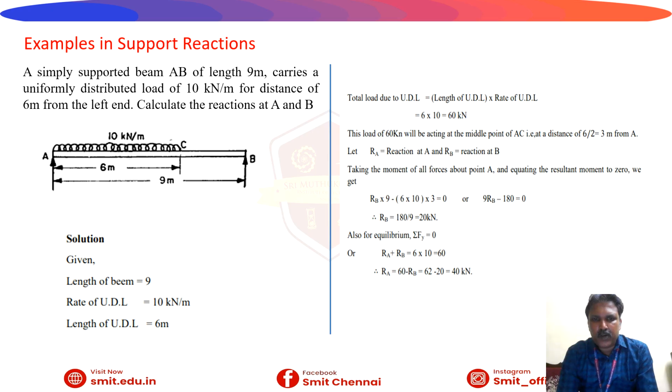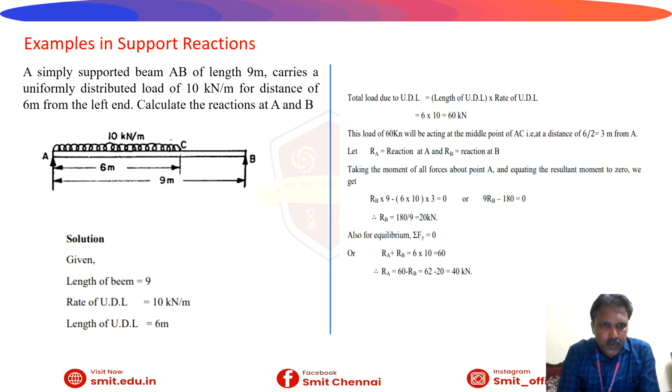This type of problem only they will ask. What you have to do is this: the simply supported beam AB of length 9 meters carries a uniformly distributed load of 10 kilonewton per meter for a distance of 6 meters from the left end. Calculate the reactions at A and B. What are the reactions? RA and RB.